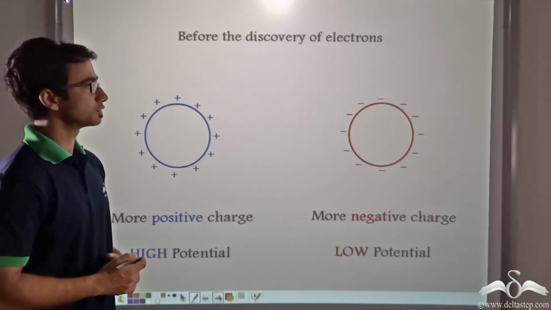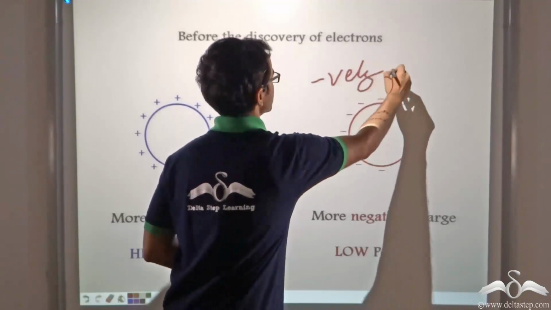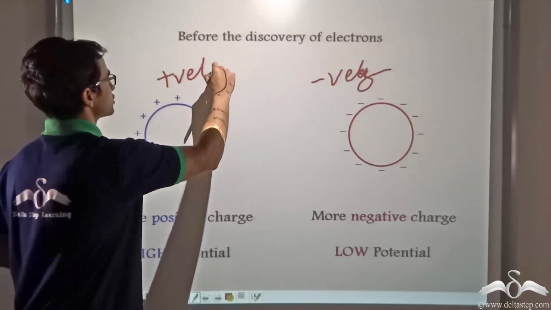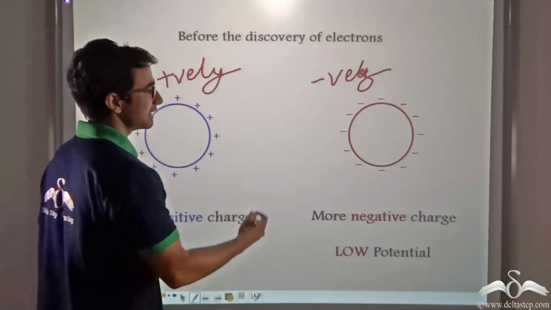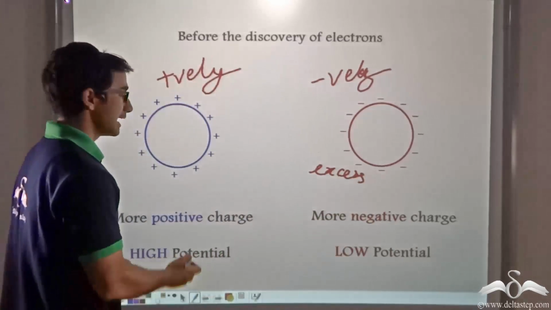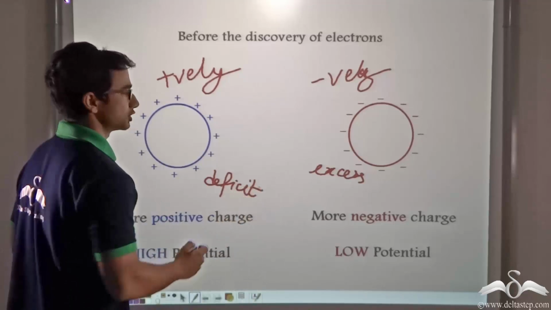So consider two bodies over here. One of the bodies is negatively charged and the other body is positively charged. So what does this mean? This means that the negative body has an excess of electrons and the positive body has a deficit of electrons.